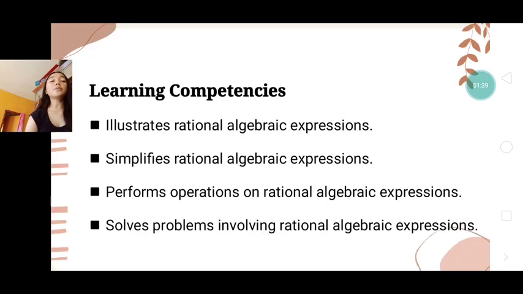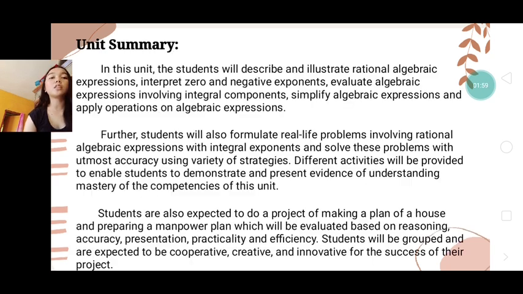Next, we have the learning competencies. The first one illustrates rational algebraic expressions. The next one simplifies rational algebraic expressions. The third one performs operations on rational algebraic expressions. And the last one solves problems involving rational algebraic expressions.